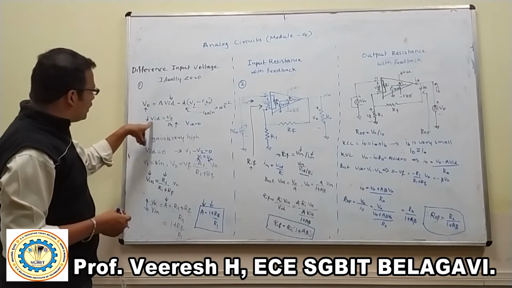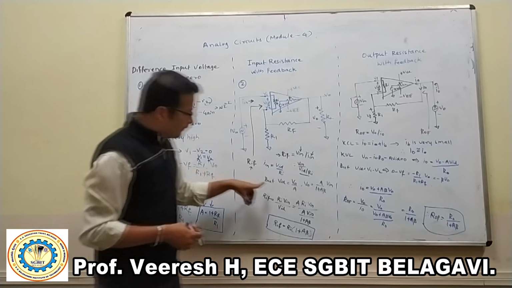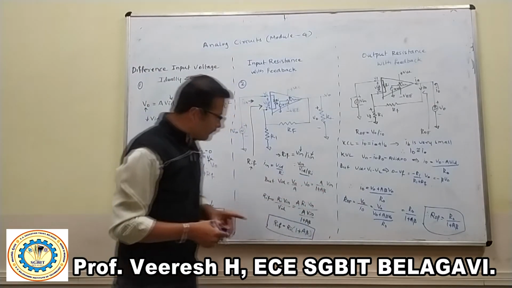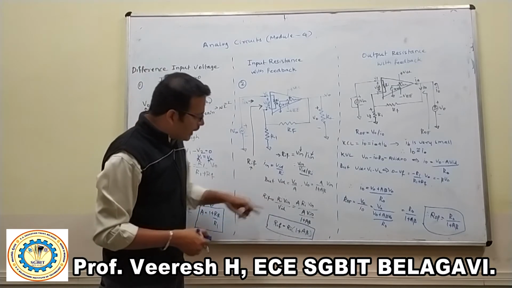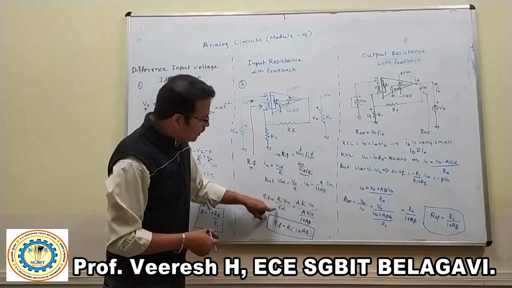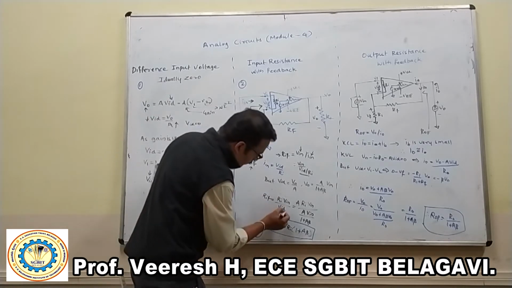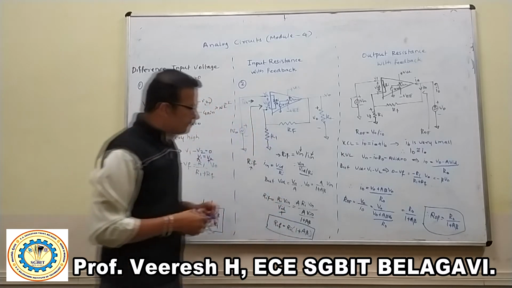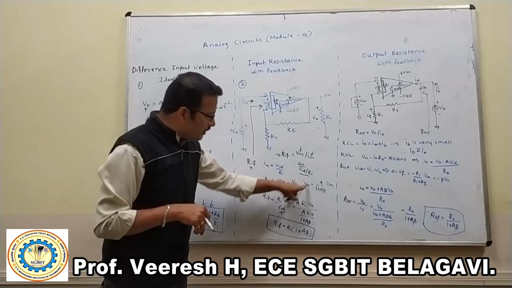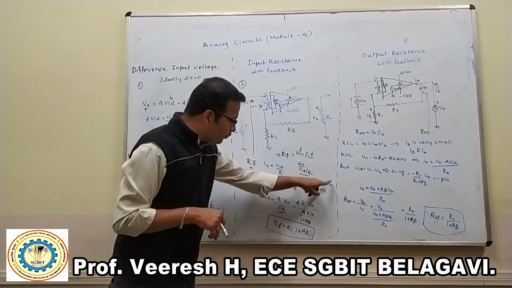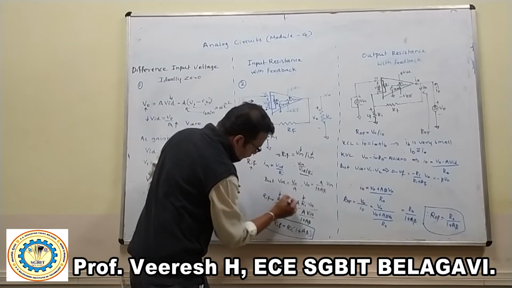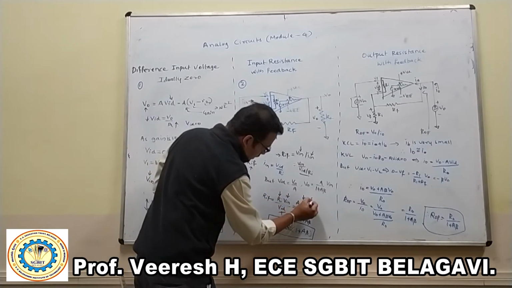But as we have already written, VID equal to V0 divided by A, and V0 equal to A divided by 1 plus A beta into Vin, I can write RIF as Ri into Vin divided by VID, and I am going to substitute the value for this VID. What is VID? It is V0 divided by A. Indirectly, V0 is A divided by 1 plus A beta into Vin. So I will write Ri as it is, and Vin also I will write as it is.